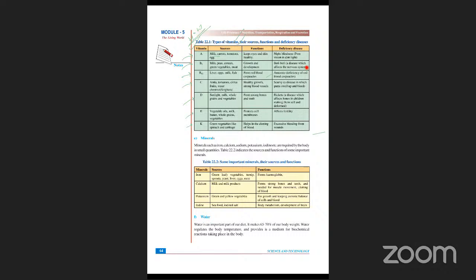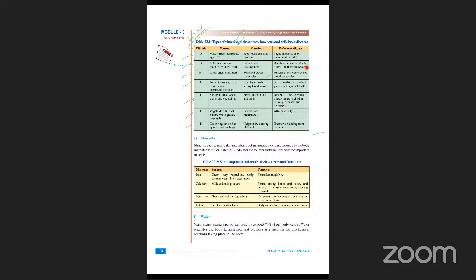Now, vitamin B12 is liver. My God, whose liver? It's not mentioned, but it's basically chicken liver or some organism's liver that you are eating. Okay, so what is the problem in that? If vitamin B12 is not there, then you will have anemia. Now, do you know anemia?